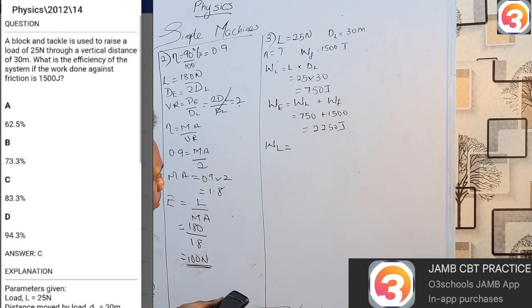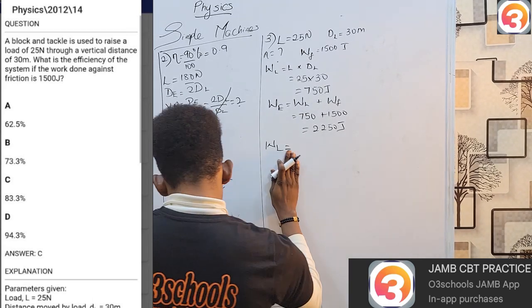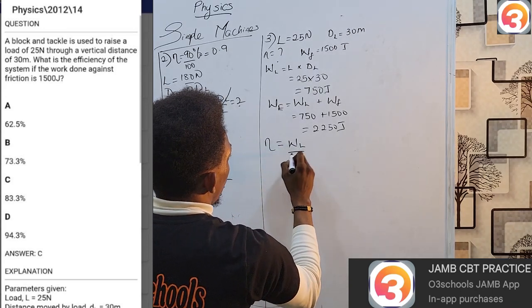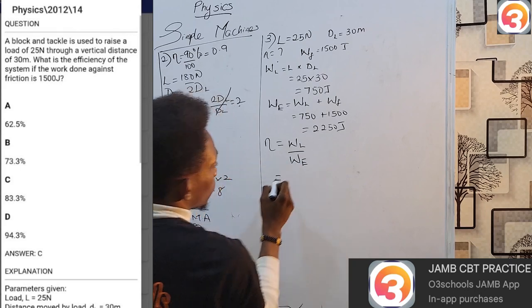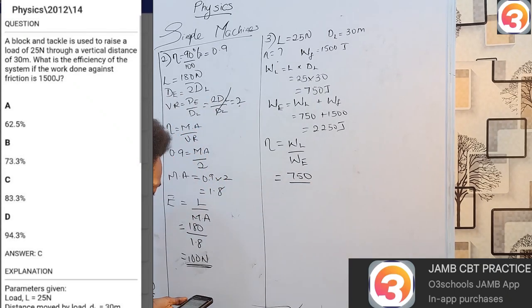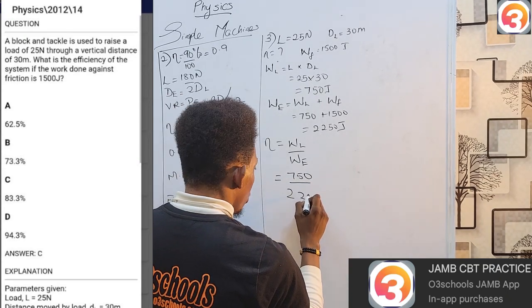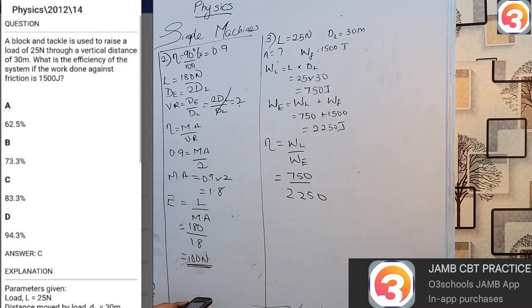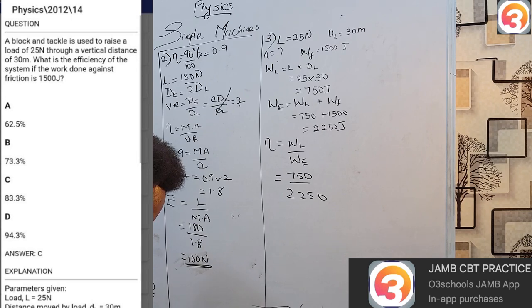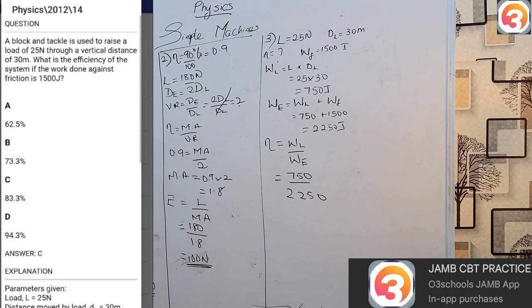Looking for efficiency, sorry. Efficiency will be equal to work done by load over work done by effort. The work done by load is 750. Work done by effort is 2,250. So, what do we get opening the calculator? That's 750 dividing 2,250. I'm sorry, I'm multiplying instead of dividing.